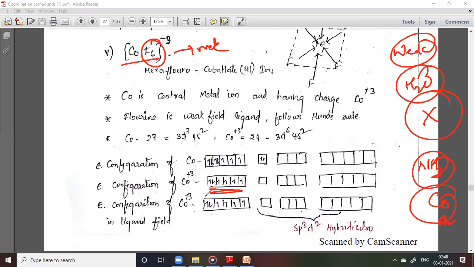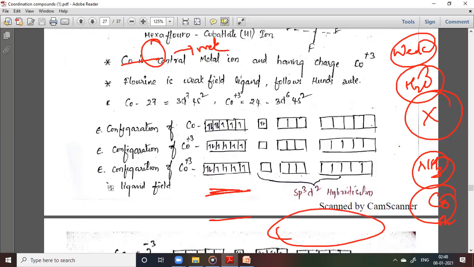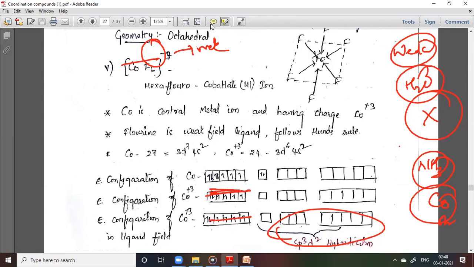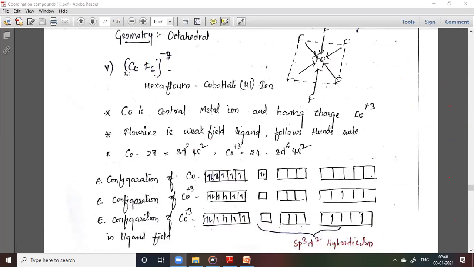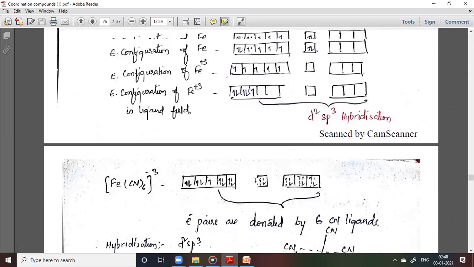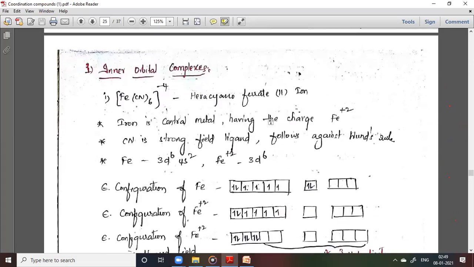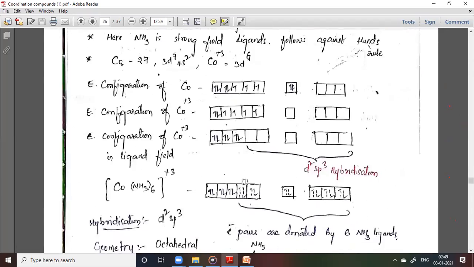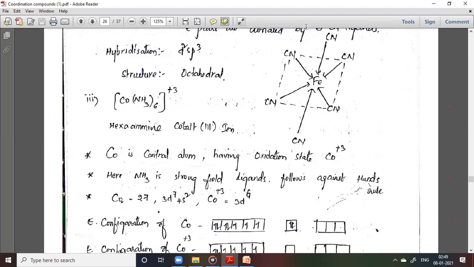And here 6 electrons ఉన్నాయి. 6 electrons కూడా కంప్లీట్ గా మళ్ళీ పేర్ అవ్వదు ఎందుకంటే దిస్ ఇస్ అ వీక్ ఫీల్డ్ లిగాండ్. Now here also you will get sp3d2 hybridization and you can take many such examples. So these are all different example for the inner orbital and outer orbital complexes. These are all completely about the octahedral geometry. So these are all completely about the octahedral complexes. So once again I'm telling you one thing here.